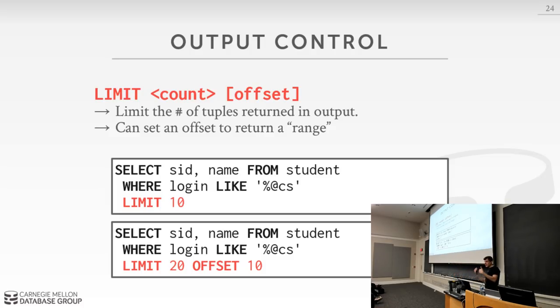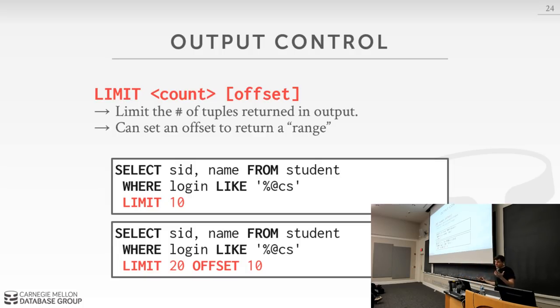Now, because it's unsorted again, there's no guarantee that when you click next, if you're using an offset, you're definitely going to see different tuples, because that's another invocation of the query, and the results may be in different order the second time. So in this case here, you would combine that with an order by clause so that you're guaranteed to see the first 10 followed by the second 10 and so forth, right?